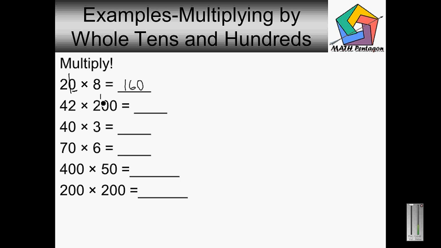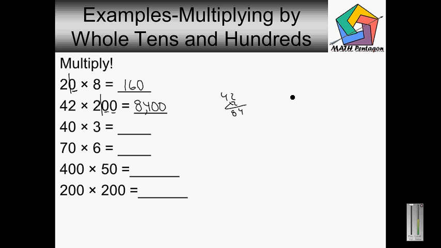Here I have 42 times 200. Forget about the zeros. What I do is 42 times 2, which is 2 times 2 is 4, and 4 times 2 is 8. So I have 84, and I add in the 2 zeros, 1, 2. So 2 zeros I add, and my answer would be 8,400.